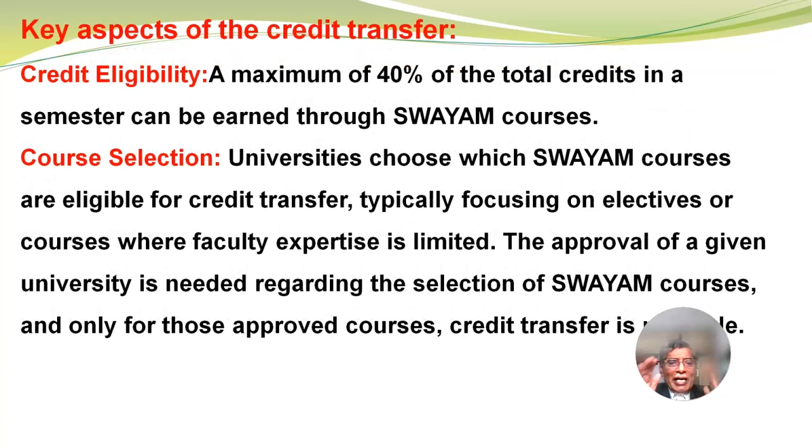Credit eligibility. A maximum of 40% of the total credits in a semester can be earned, a maximum, right, through SWAYAM courses. Course selection. Universities choose which SWAYAM courses are eligible for credit transfer, typically focusing on electives or core courses where faculty expertise is limited. The approval of a given university is needed regarding the selection of SWAYAM courses, and only for those approved courses credit transfer is possible.